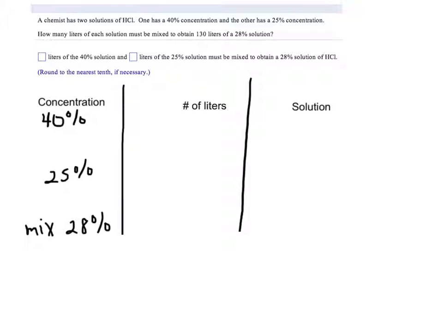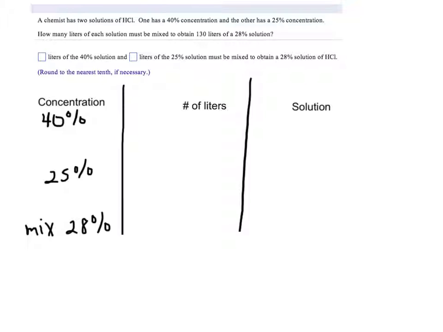The problem states that the chemist has two solutions of HCl. One has a 40% concentration and the other has a 25% concentration. Our job is to find out how many liters of each solution must be mixed to obtain 130 liters of a 28% solution. In order to do this, I have created myself a table.